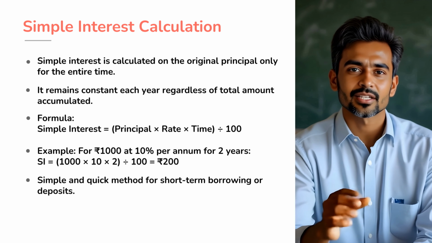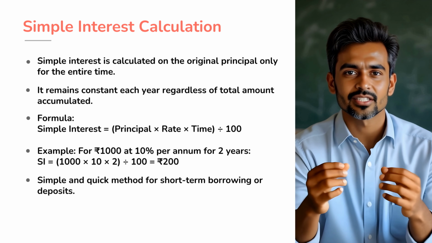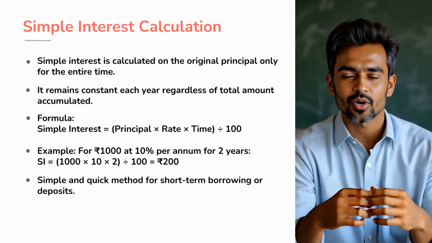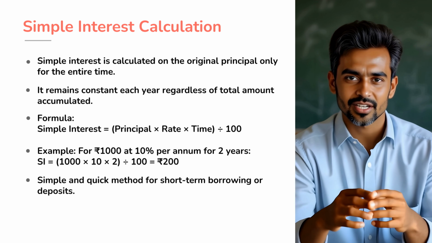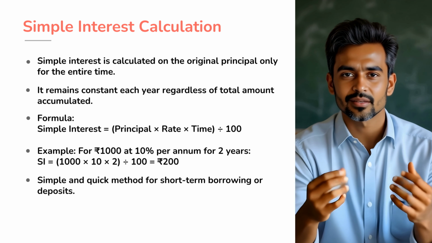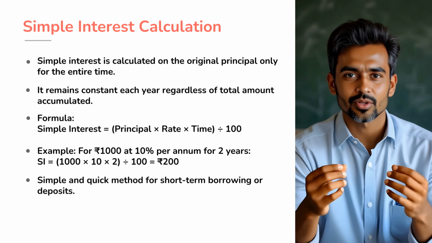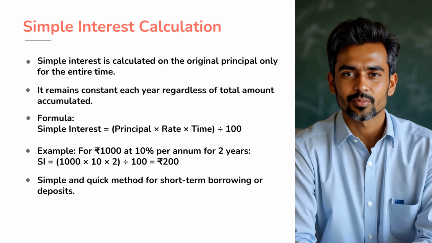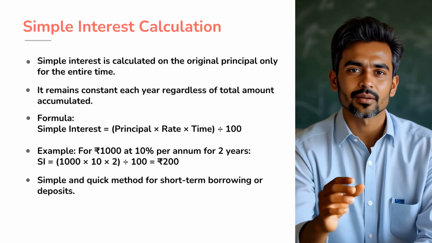Let's now look at simple interest, or SI. Simple interest is calculated only on the original principal throughout the entire time period. It doesn't change. Here's the formula for simple interest. Simple interest equals open bracket principal multiplied by rate multiplied by time close bracket divided by 100.